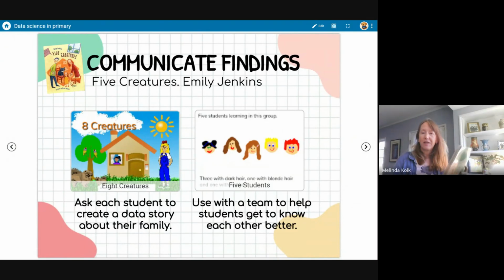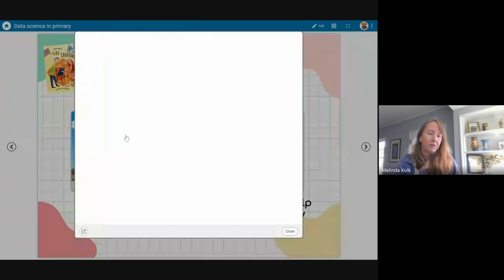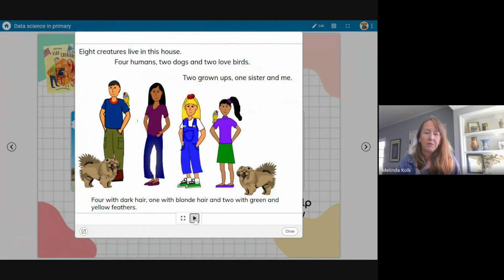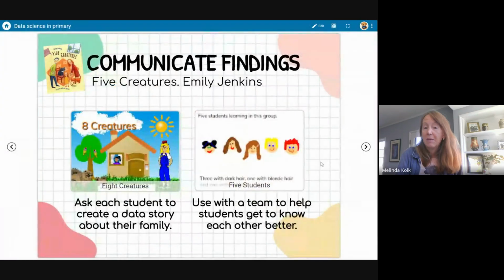So not only is it giving us flexibility with numbers, flexibility with how we think about that, so our students are able to, oh, and I forgot this one, kind of think automatically goes through. So it's going to start, and I'll see if I can pause it at the next one. Here we go. 8 creatures live in this house, 4 humans, 2 dogs, and 2 lovebirds, 2 grown-ups, 1 sister and me, 4 with dark hair, 1 with blonde hair, 2 with green and yellow feathers. So we're not going to do this sort of like make your own 5 creature story with really young kids, but it's that same kind of data storytelling as we're trying to figure out how do we share data in a way that's enjoyable for people to learn? How many different ways can we share the same level of data?